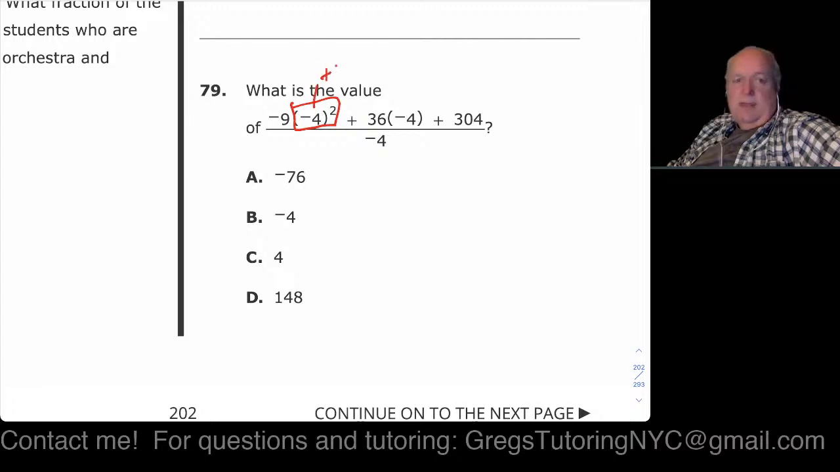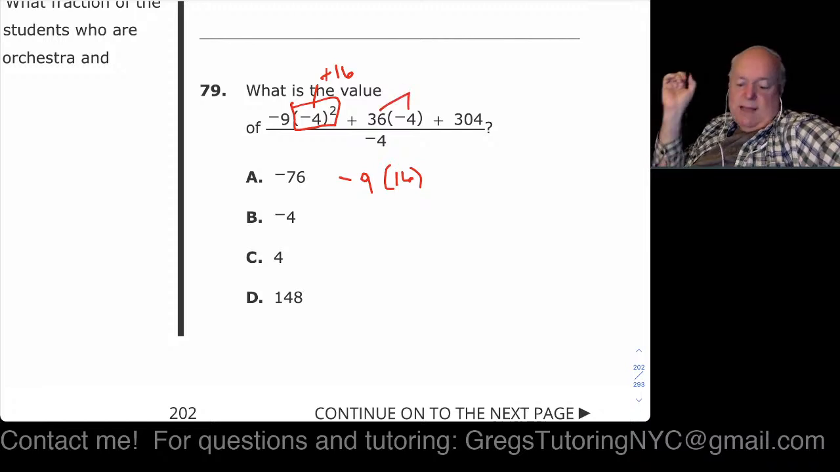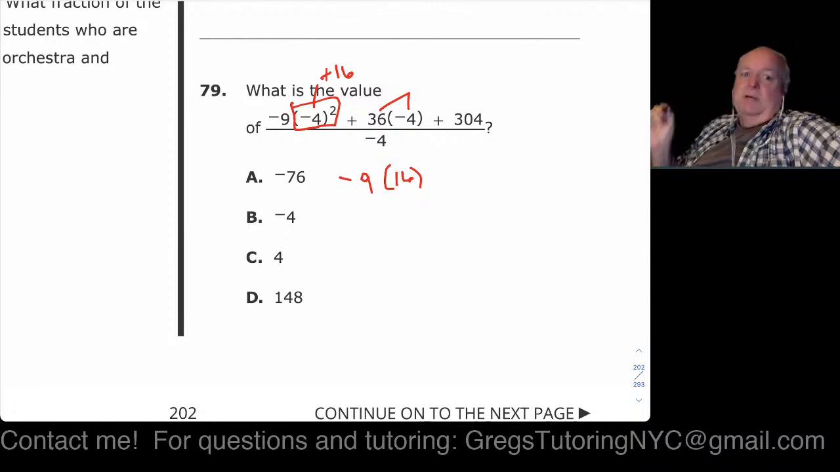Okay, and then what we're going to do is minus 9 times that 16. Now we have, and I'm adding these parentheses in here, they were not originally there, 36 times minus 4. So minus 4 is the same as 2 times 2. So what I'm going to do is double the 36 and get 72, and double the 72 and get 144. So this is minus 144.